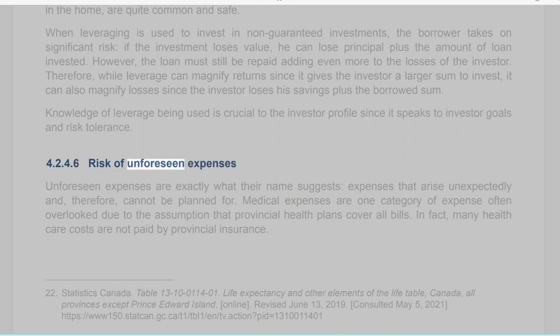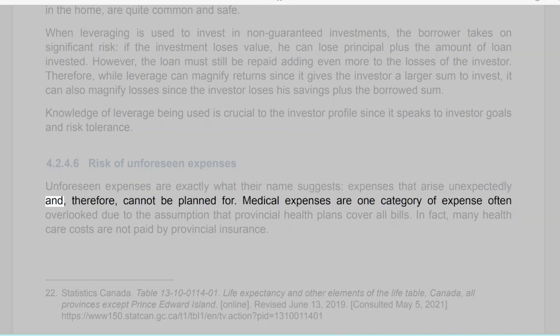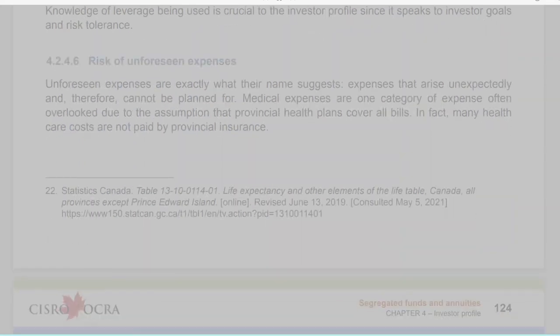4.2.4.6 Risk of unforeseen expenses. Unforeseen expenses are exactly what their name suggests, expenses that arise unexpectedly and, therefore, cannot be planned for. Medical expenses are one category of expense often overlooked due to the assumption that provincial health plans cover all bills. In fact, many health care costs are not paid by provincial insurance.